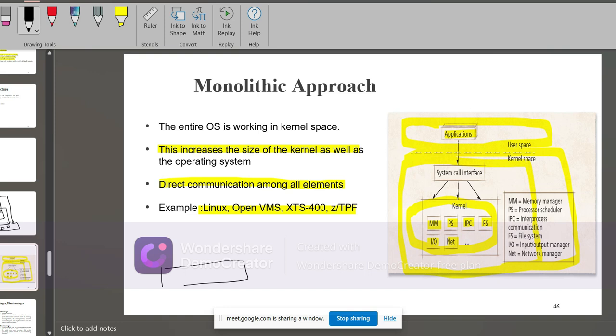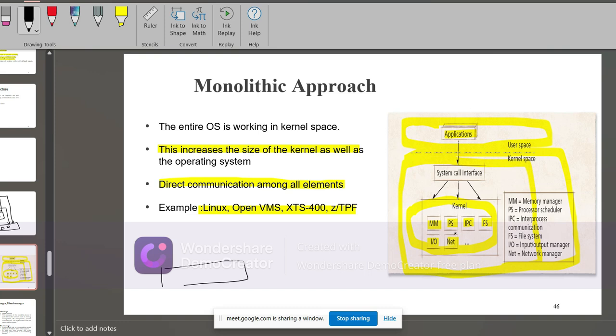Next, we'll talk about the monolithic structure. In the monolithic structure, this is the application program, and this is the kernel. Inside the kernel, memory management, device driver, dispatcher, file system, all things are available. In between the application and kernel, the system call interface is there. System call is nothing but a call in between the running program and the kernel.